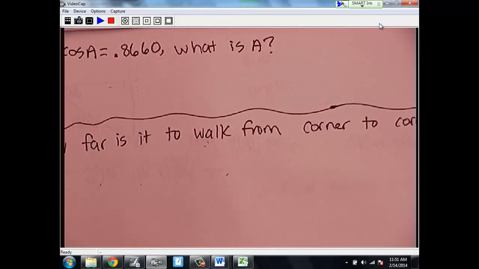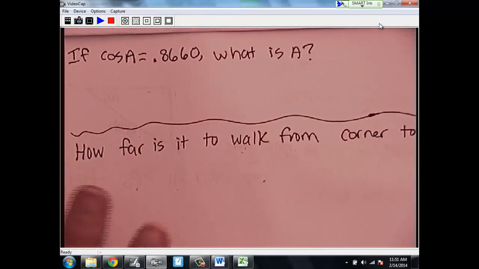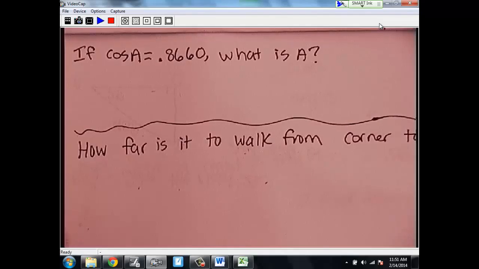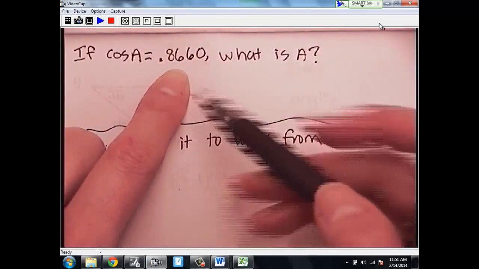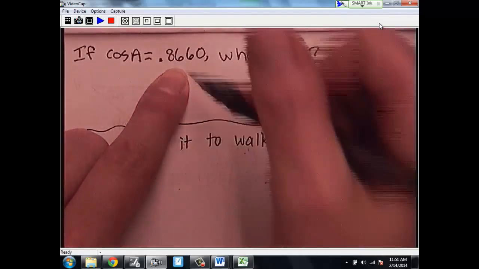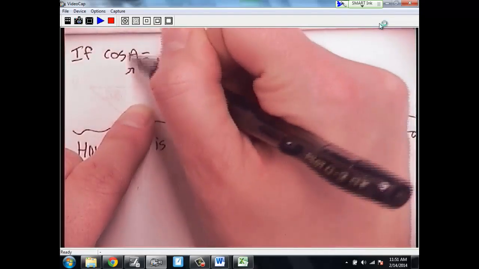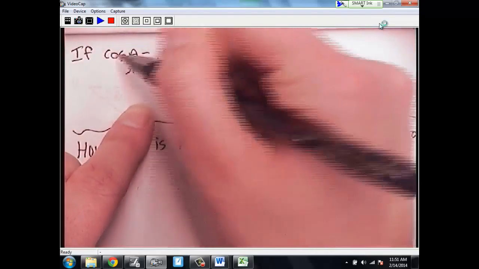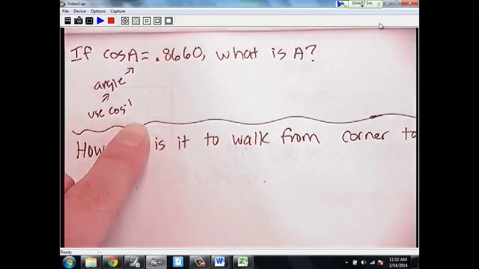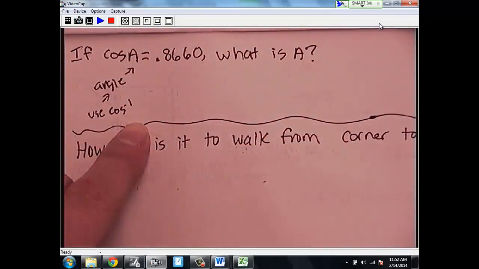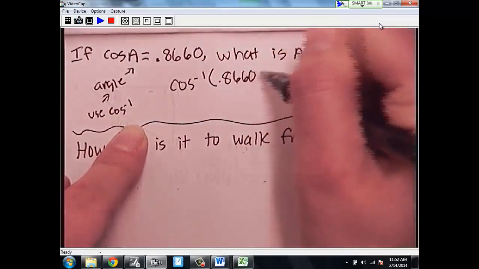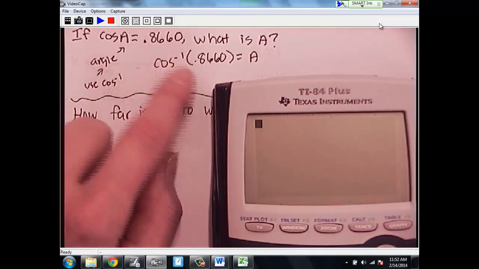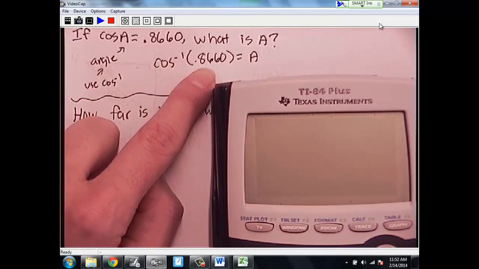If I say cosine of A equals 0.8660, what is A? Instead of saying the fraction, like 3/4 or 10/12, I'm giving you the decimal instead. It still works the same way. A, the whatever follows cosine, this is always an angle. And to solve for an angle, we have to use inverse, right? So what's this look like? We go cosine inverse of 0.8660.